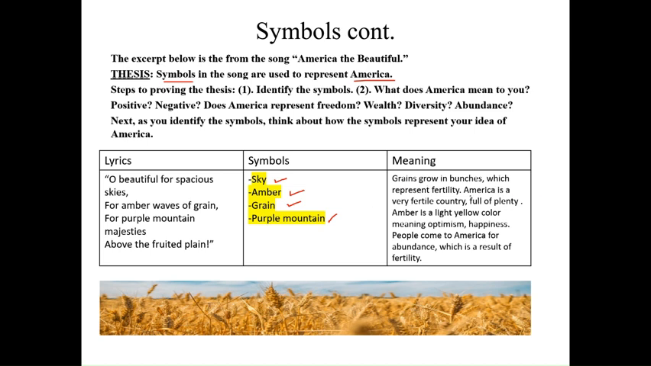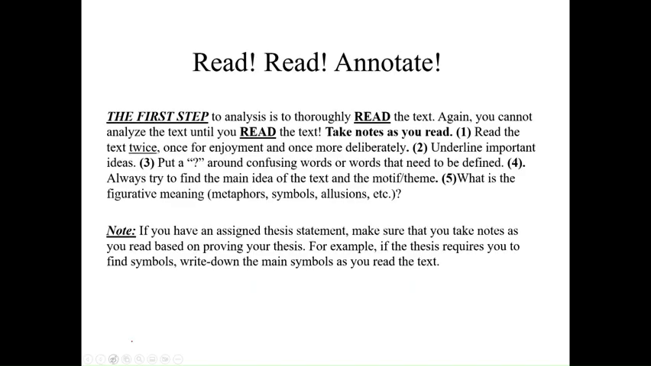So then you put it all together. Remember, we're trying to figure out how these symbols represent America, and we said that one aspect of America is freedom. So these are symbols of freedom, which are symbols of America. Grains grow in bunches, which represents fertility. America is a very fertile country full of plenty. Amber is a light color, meaning optimism. People come to America for abundance, which is a result of fertility. Okay, so that's one way you can look at it.